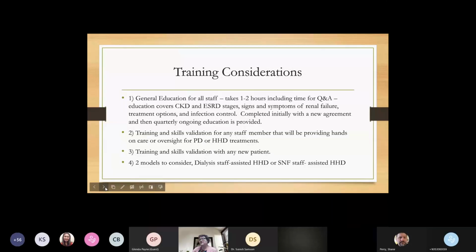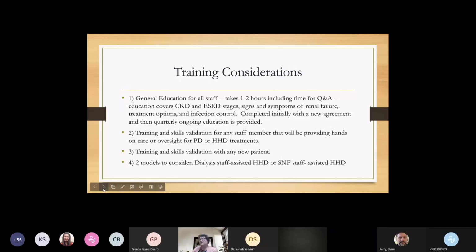And then there is training and skills validation that is done with any new patient. So if I have Tom in your facility and you've been doing peritoneal dialysis with Tom, and you have a skills validation for Tom, when we admit Betty, we would still come back and validate that you understand how to do Betty's care and ensure that you have the skills and the competency for that care as well.